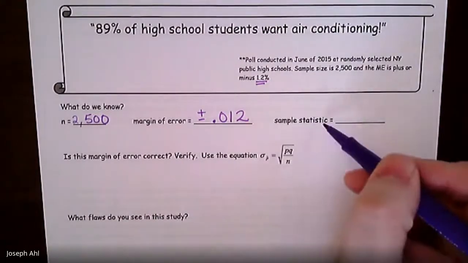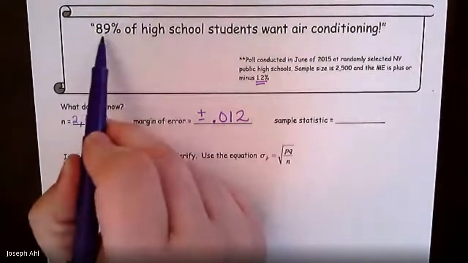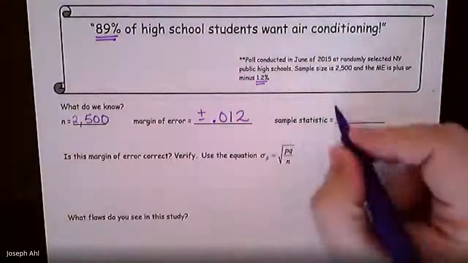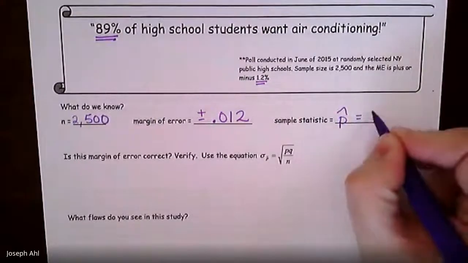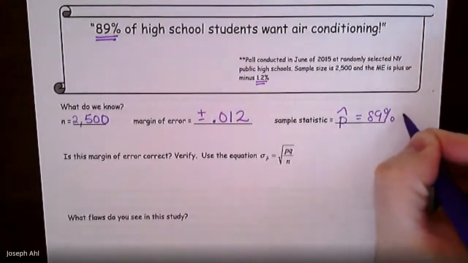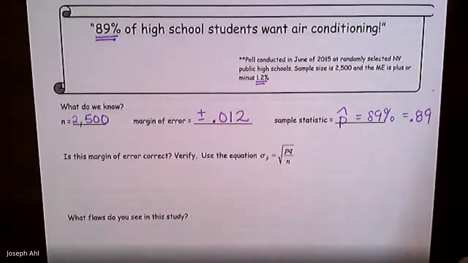We have a sample statistic that's given to us. Okay, the sample statistic is actually given to us up here. That's our p-hat. So the p-hat is 89%, or if you want to list that as 0.89, we can do that.